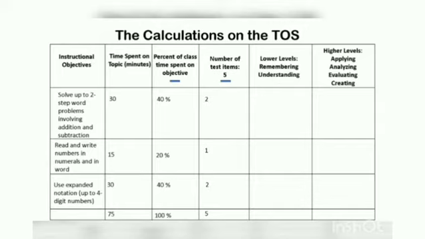Let us move on to the column where the levels are. Now you can decide how many lower level items you want and how many higher level items that you want. In so doing, you will always place them here.